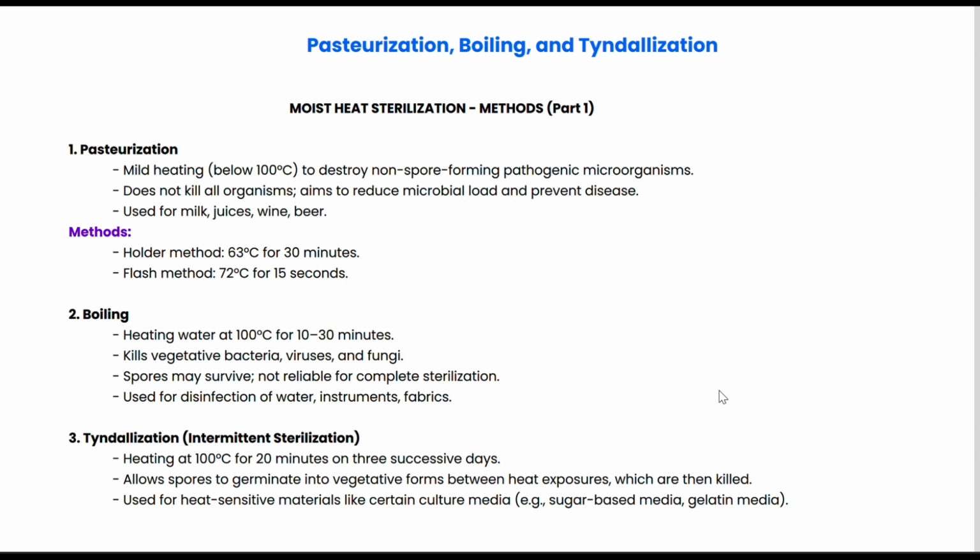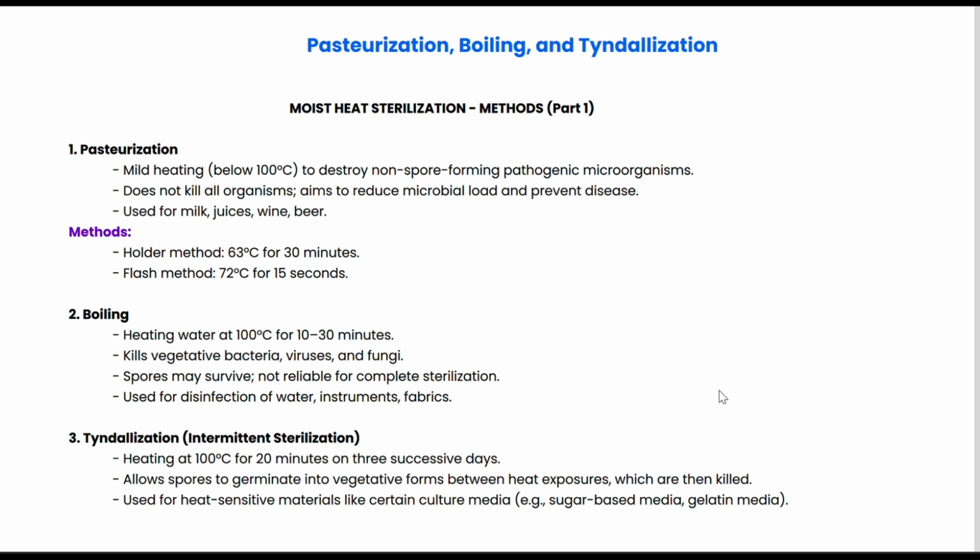Next, we have boiling. Boiling water at 100 degrees Celsius for 10 to 30 minutes can kill most vegetative bacteria, fungi, and many viruses. However, it does not reliably kill all the bacterial spores, which are highly heat resistant. Thus, boiling is more suitable for disinfection rather than guaranteed sterilization, useful for drinking water, basic instruments, and fabrics.